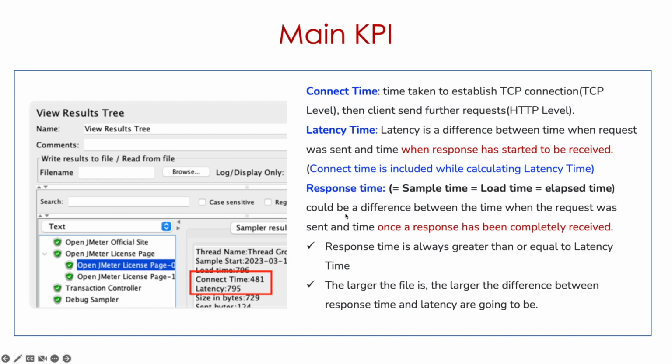So it could be a difference between the time when the request was sent and the time once a response has been completely received. So this one, the response time, is completely received, and the latency time is just started to be received. So that's the big difference. In summary, response time is always greater than or equal to latency time. The larger the file is, the larger the difference between response time and the latency are going to be.